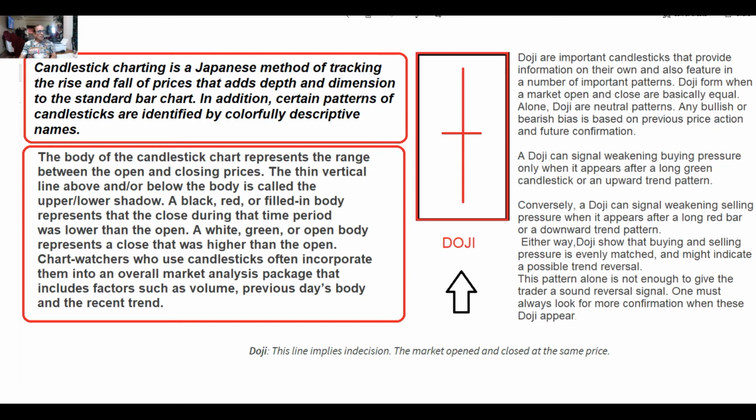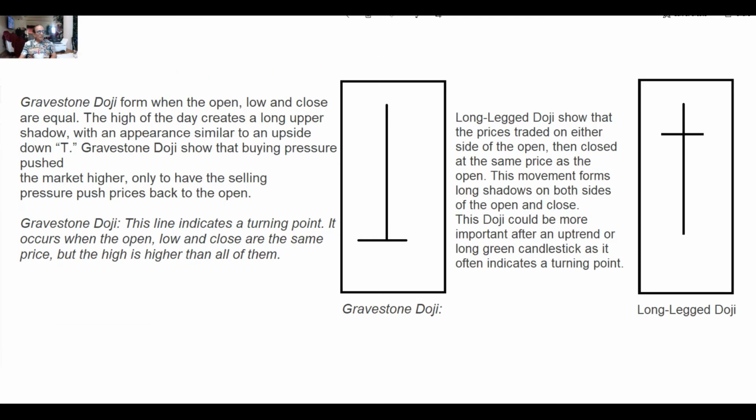And the weakness in selling pressure appeared after a long red bar or downward trend pattern. Here we got the gravestone. You know, this is sort of like when you go to a burial place and you see all the gravestones there. You got a base at the bottom and the stone is standing up. Someday my stone will have something like that on it. So it's an upside down T, and then you got the other one, and it could be the other way around also. The long-legged doji, this is the gravestone doji, this is the long-legged one.